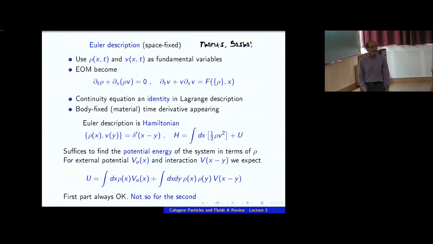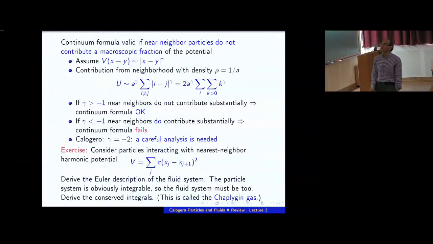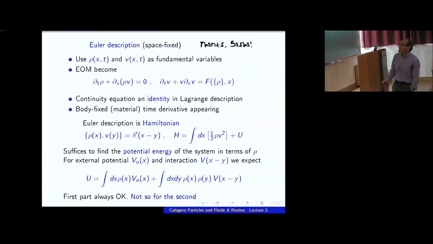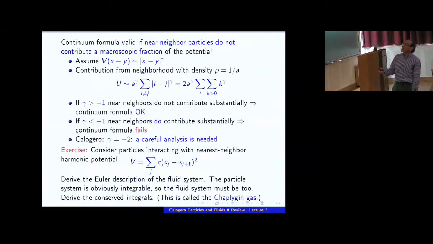The second part, however, is not always so, and we will spend a little bit of time justifying why not. The continuum formula for the two-body interaction is only valid if near neighbor particles, not necessarily nearest, but a few neighbor particles, do not contribute a macroscopic fraction of the potential. Because in the continuous expression, you assume that everything happens as if the particles are always far away, and that will give you the full contribution.